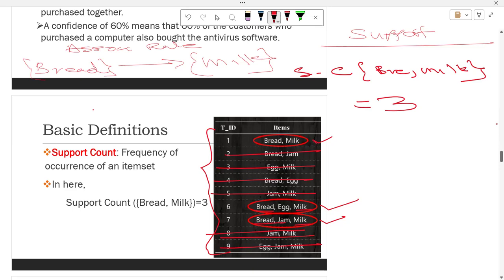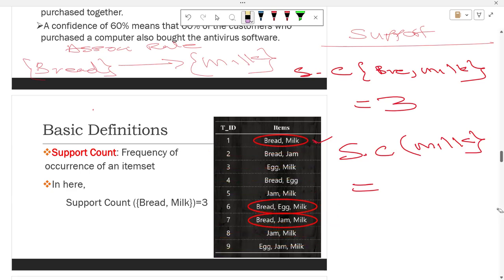Now, did you get it? Tell me, what is the support count of milk? Just think about only one item here. The answer is 7. The first transaction contains it, not the second one, then the third one, 4, 5, 6, 7. So the support count is 7. That is the way we can calculate the support count.